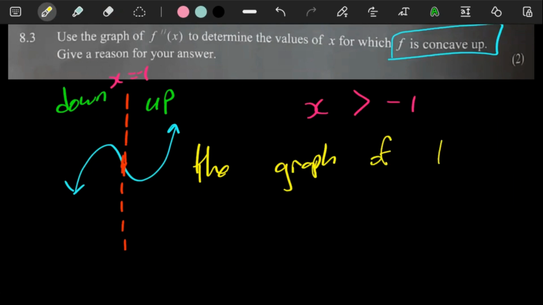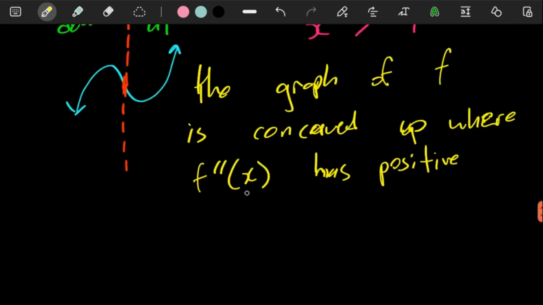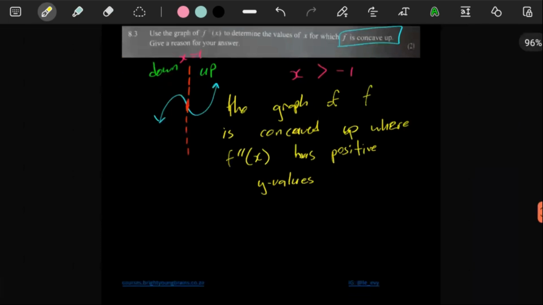of f is concaved up where the second derivative has positive y values. So this is something you can remember over time, because the stuff that you will find from time to time, don't underestimate those things, because you'll be able to write those kinds of answers whenever you find similar questions.